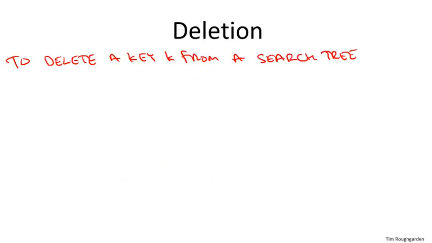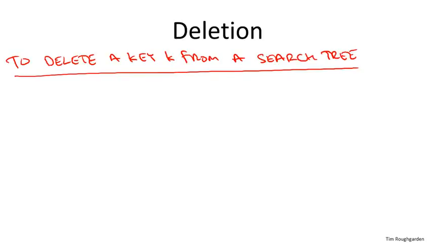In most data structures, deletion is the most difficult operation, and in search trees, they're no exception. So let's get into it and talk about how deletion works. There are 3 different cases. So the first order of business is to locate the node that has the key k, to locate the node that we want to get rid of.